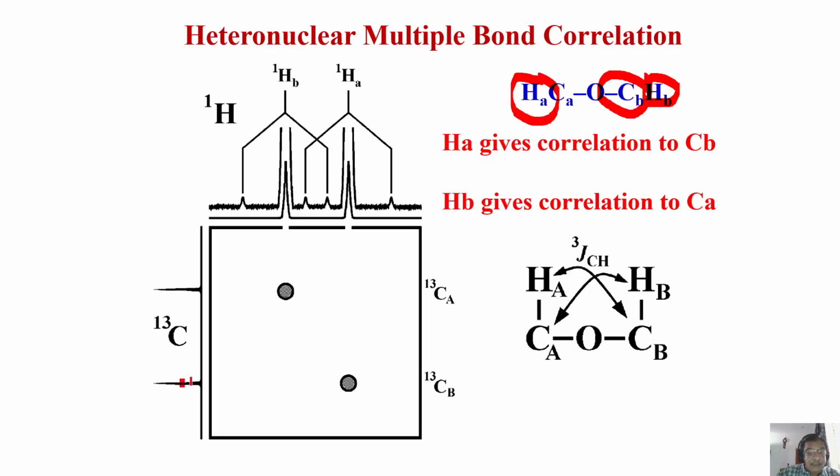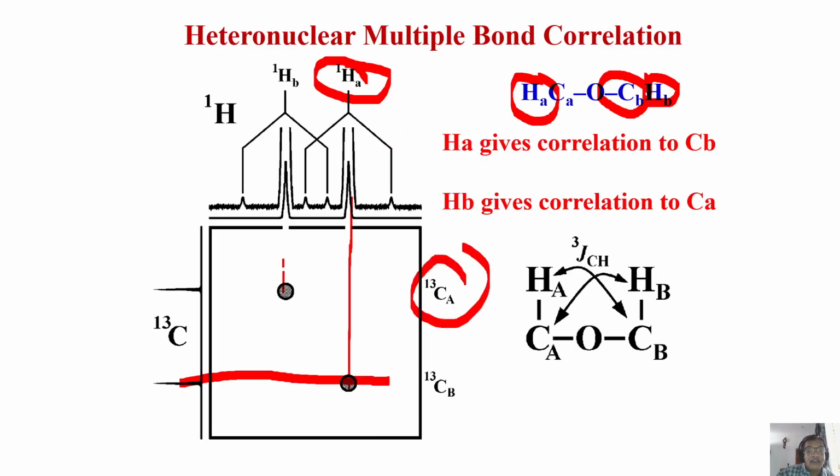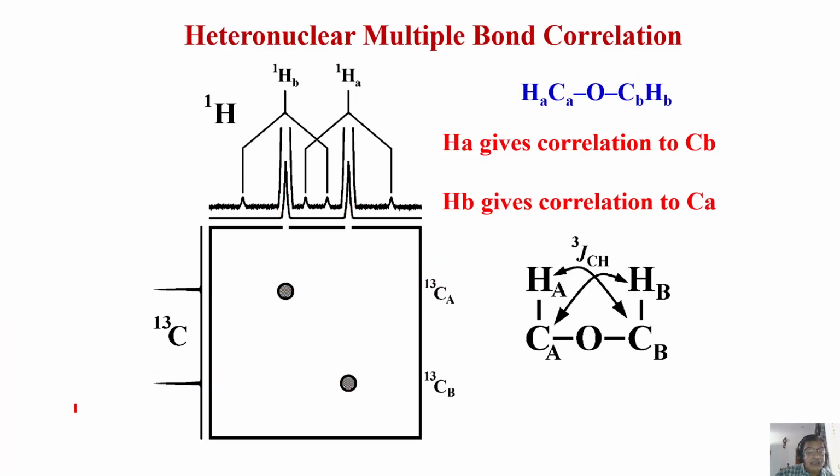So this is the chemical shift of carbon B, but you go up vertically like this, and it is correlating to proton A. This is a long range correlation. Carbon B giving correlation to proton A. Here carbon A giving correlation to proton B. This is a beautiful experiment. You understand what is happening here? You are getting long range correlations very easily.